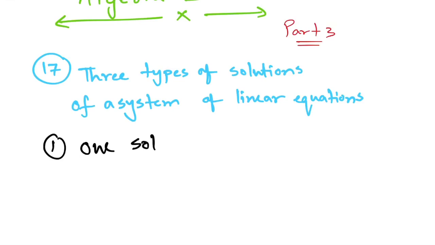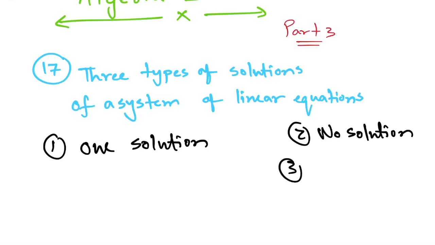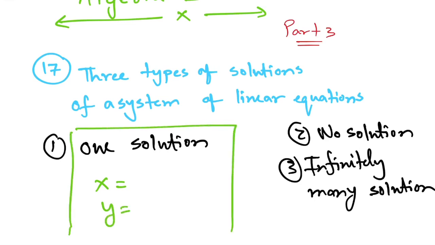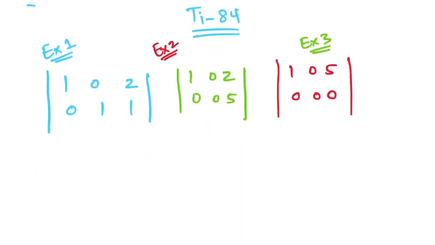So you can have one solution, no solution, or infinitely many solutions. One solution means you're going to have one x value and one y value. That's how you know that answer represents one solution. All right, let's take a look.